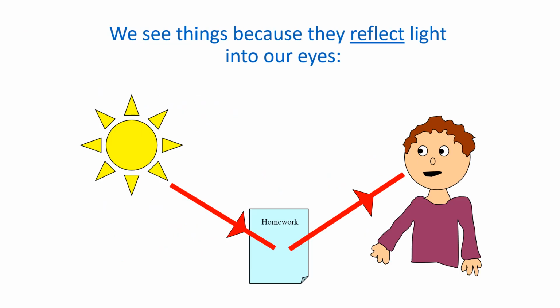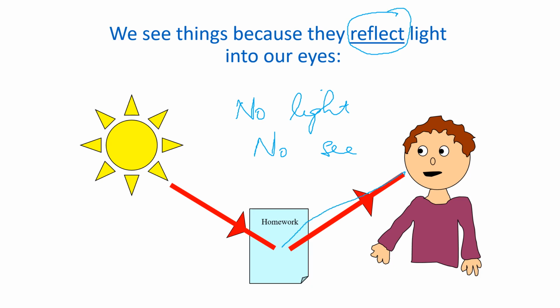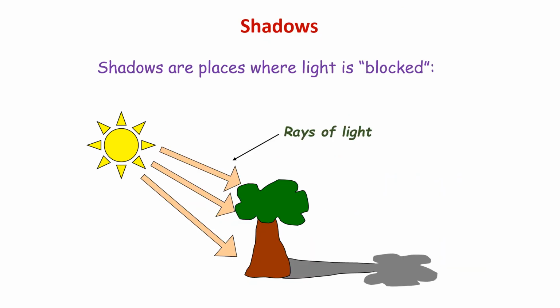We see things because they reflect light into our eyes. So that's why I am repeating, no light, no see. If no light is there, we are not going to see anything, because in presence of light only reflection happens. Light comes from its source, it strikes the object, then it goes back to our eyes. That's how we see the objects.